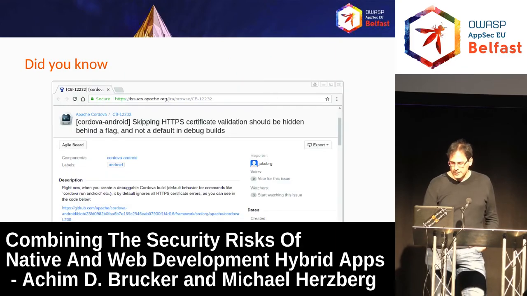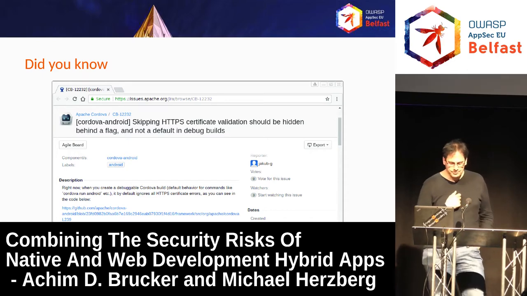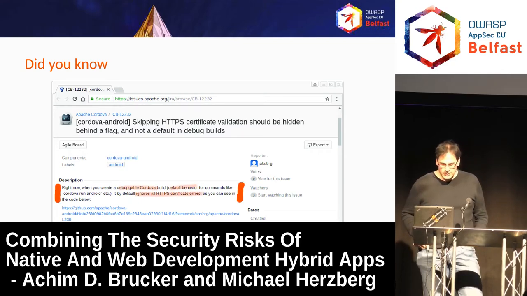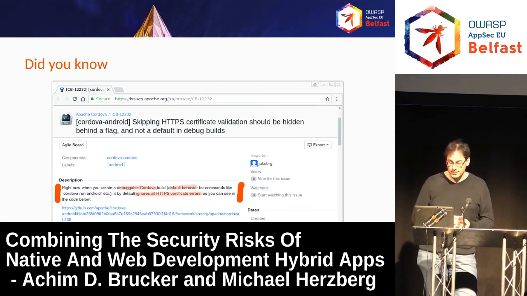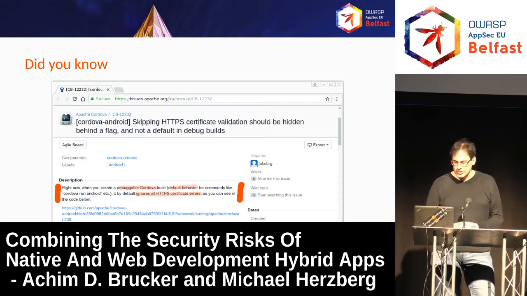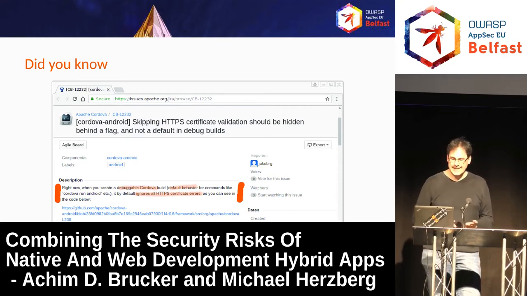And even more, in the meantime, it's registered as a bug in the Cordova bug tracker. But it's most likely a bug that will not be closed because there's a heavy debate on whether this is a bug or a feature. And if you read closely, the bug report reads, right now, when you create a debuggable Cordova build, that's, by the way, the default behavior if you are building Cordova applications on the command line, like using the cordova run android mode, for example, all HTTPS certificate errors are ignored silently.